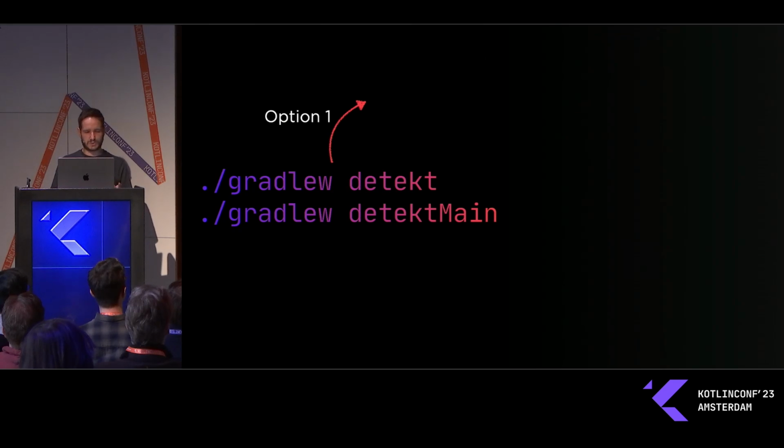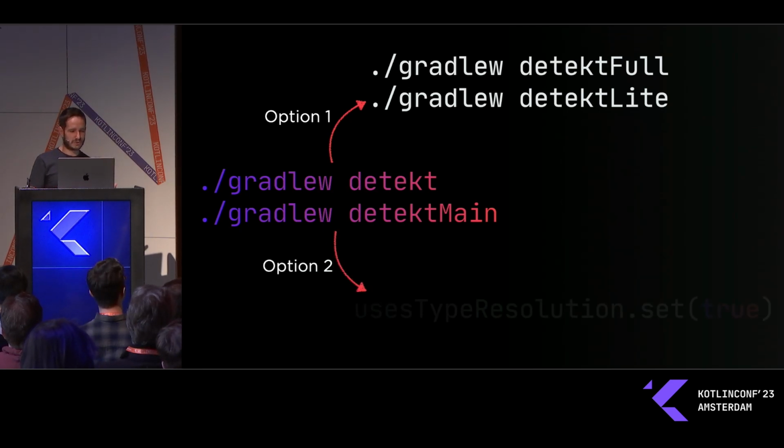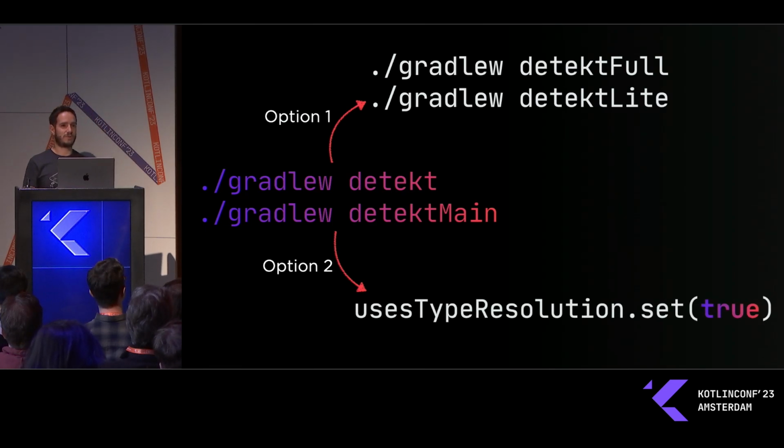The first one is to have two tasks, one called Detekt Full and one called Detekt Light. And the name here has more meaning. It really clarifies that you're doing the full inspection versus a lighter one, which works better for pre-commit hooks or so. The other option is to allow those tasks to configure if they want to use type resolution or not. So you will not have a detekt main and a detekt task anymore, but you will have a single task, or a collection of tasks, and on the task you can say, yes, I want type resolution or not.